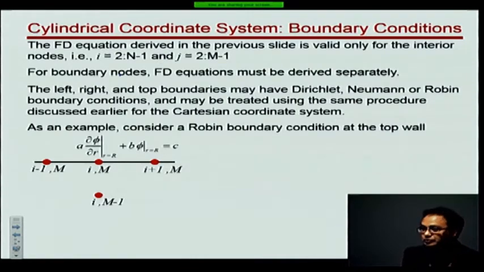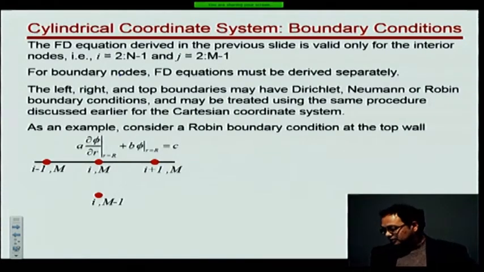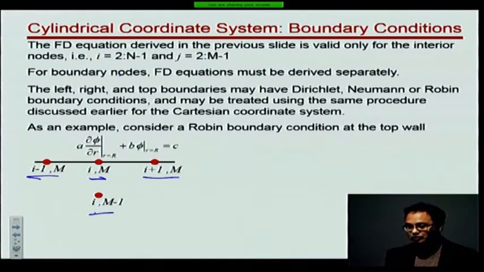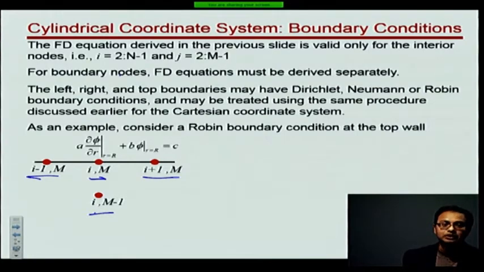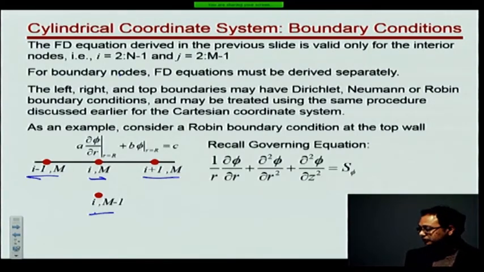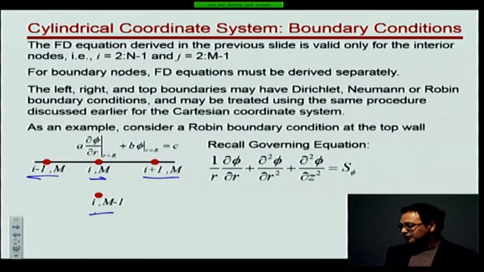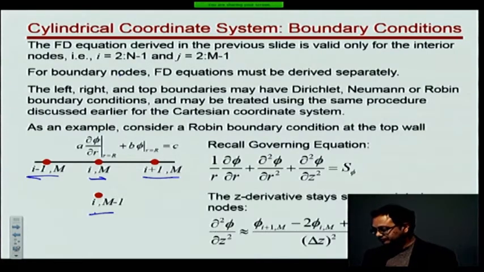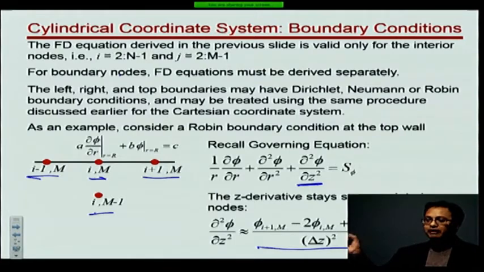So this is the nodal arrangement. We have i comma m at the topmost wall, and then i plus 1, m, i minus 1, m, and then this is i comma m minus 1. So how do we come up with a finite difference equation for that boundary? Okay, so that's what I'm about to derive. So here is our governing equation. Z direction, this guy, stays the same. Nothing has changed because we do have nodes to the left and right.